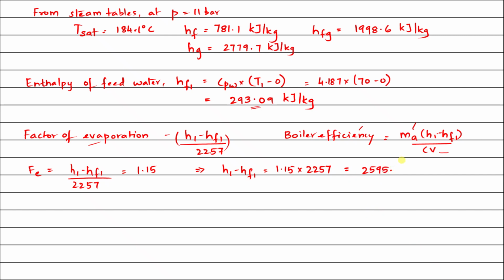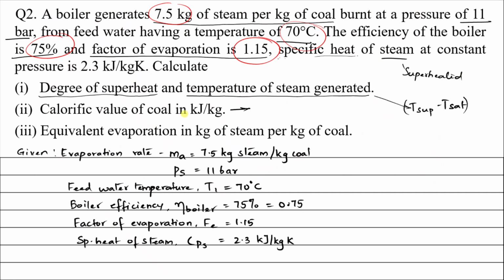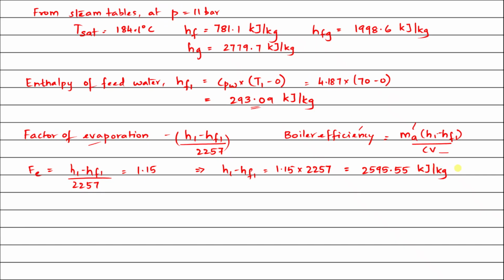So the value I am getting is 2595.55 kilojoule per kilogram. Using this value of H1 minus HF1, I can find the calorific value of the steam, and further I can also find my equivalent evaporation. But right now I am supposed to find the degree of superheat and the temperature of the steam. For that, let me mark this as 1, because we will be requiring this later on.